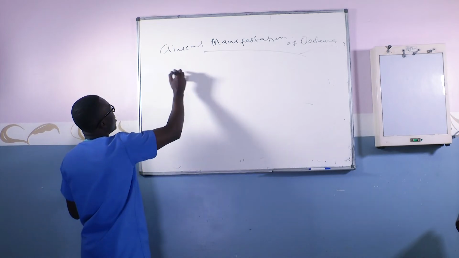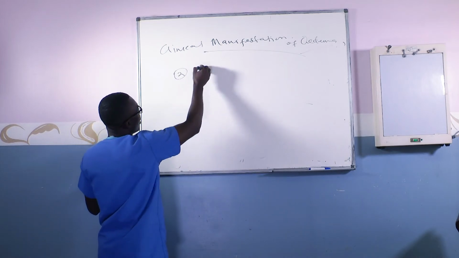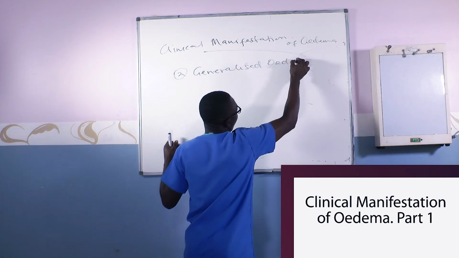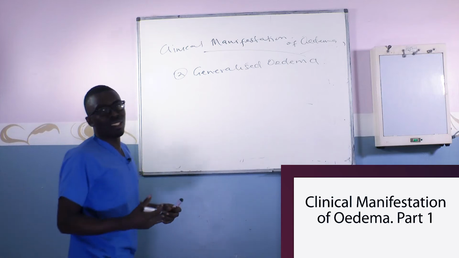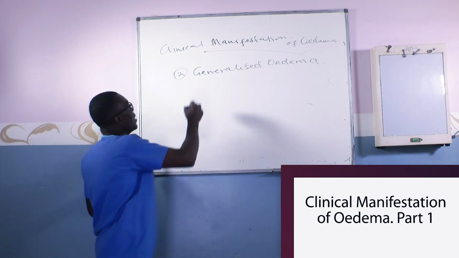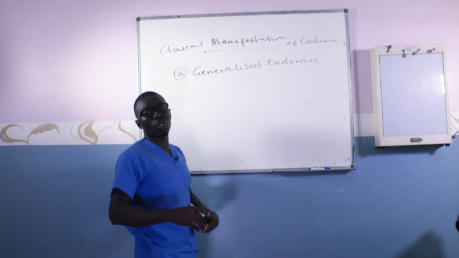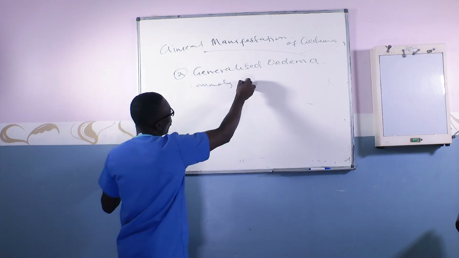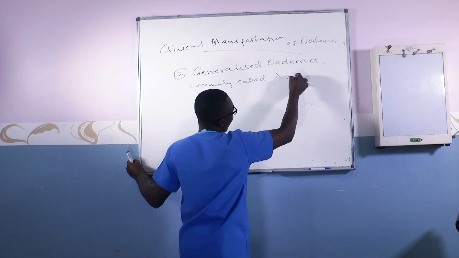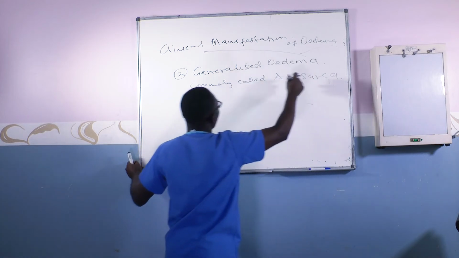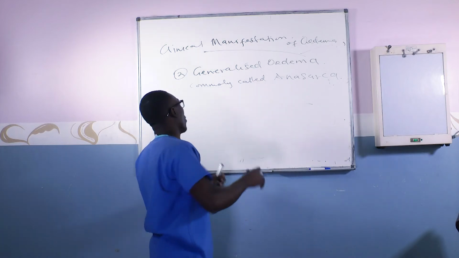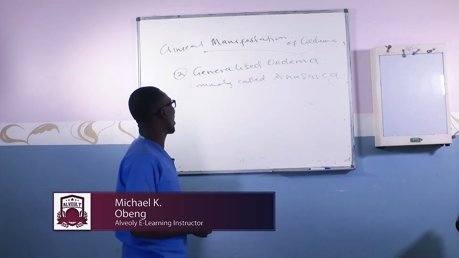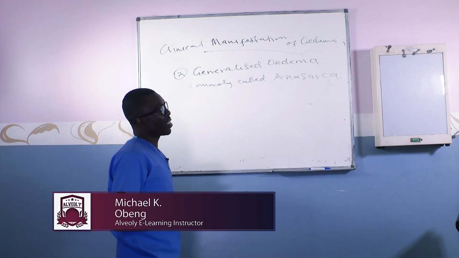So the second part of edema manifestation is generalized edema. In generalized edema, what usually occurs is that there is edema of the whole body. So that's why we call it generalized edema, which is commonly called anasaka. So anasaka is just a term for the occurrence of generalized edema or edema of the whole body. So basically, these are the forms through which edema can manifest itself.